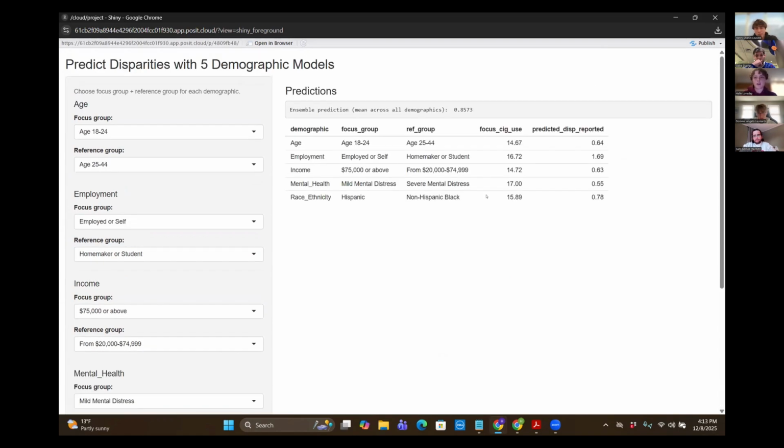So if we predict here, you can see that it creates an ensemble prediction from all of the different predicted disparities, and you can see all the listings and everything you've chosen in the table as well. So it basically just takes a mean of all of these predicted DISP reported values to create the ensemble prediction. And that is about it for that.